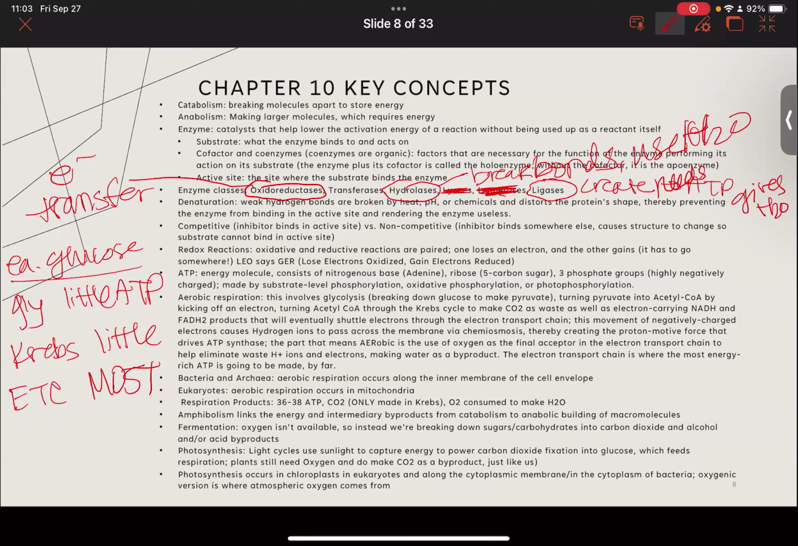Amphibolism is a term that's referring to the fact that you can go through glycolysis and make pyruvate, and then use that pyruvate to make nucleic acids or amino acids, or enter into other pathways that the cell might go into.